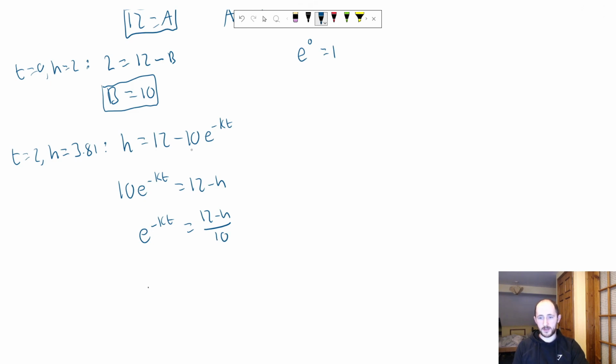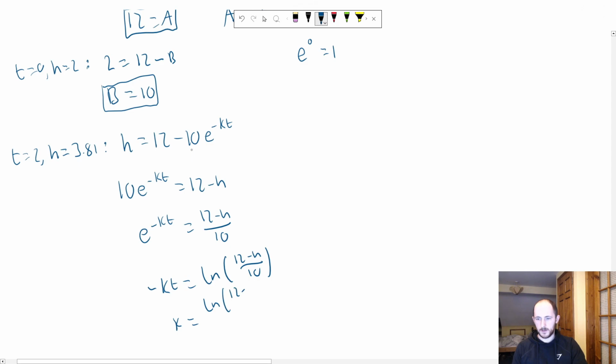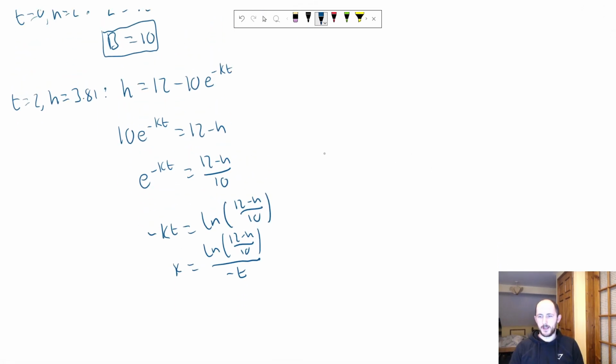Take the natural log of both sides. We get negative kt equals ln of 12 minus h over 10. So then t, no, we're not looking for t, we're looking for k. So now we can sub in all our values, and that makes our life a hell of a lot easier.